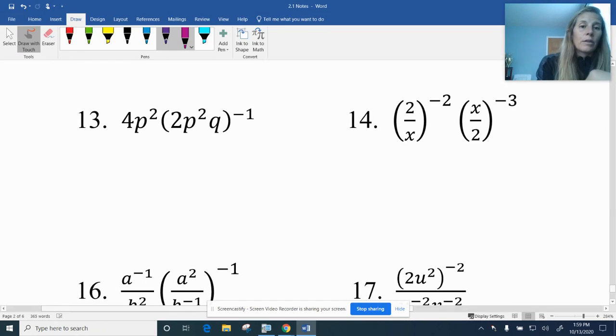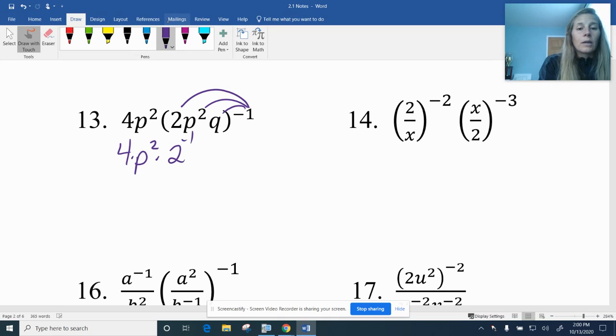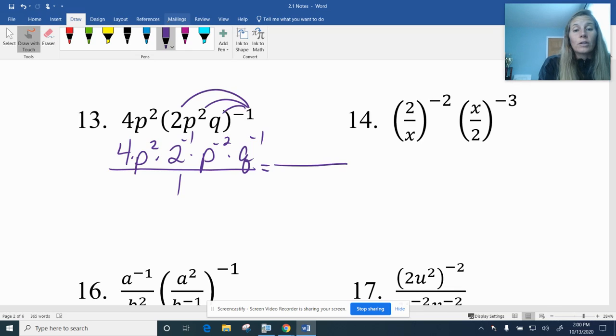Okay, number 13, getting rid of this negative 1. 4p squared times 2 to the negative 1 times p to the negative 2 times q to the negative 1. Now, to get rid of my negative, since it wasn't already a fraction, I write it as a fraction. So I know my 4 is going to stay on the top, and my p squared is going to stay on the top. My 2 is going to go to the bottom, and my p and my q go to the bottom, and all those exponents become positive.